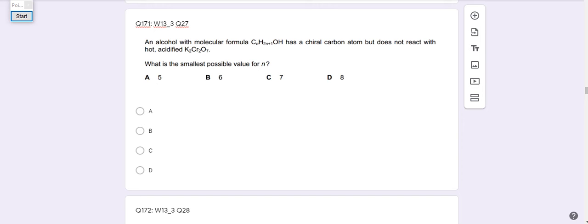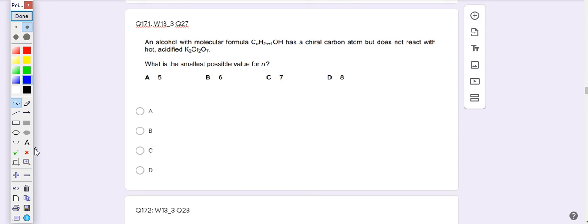Chapter 17, question 171. It's talking about an alcohol with molecular formula CnH2n+1OH. Now, this alcohol has a chiral carbon. So, that means that carbon must be bonded to 4 different groups of atoms.